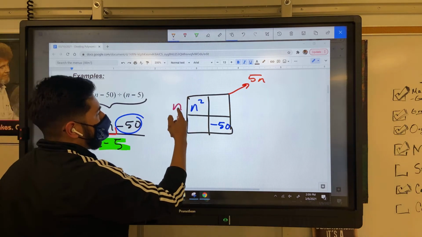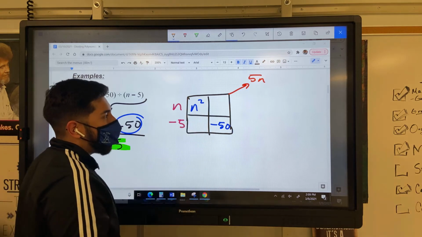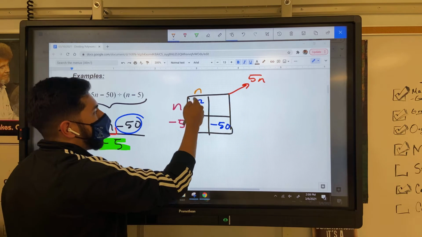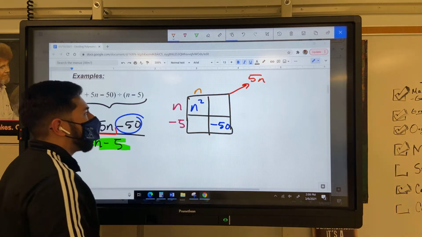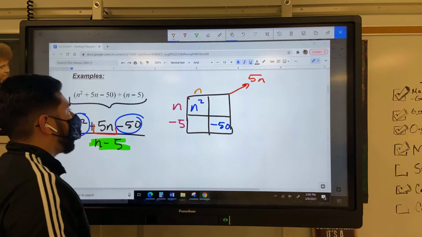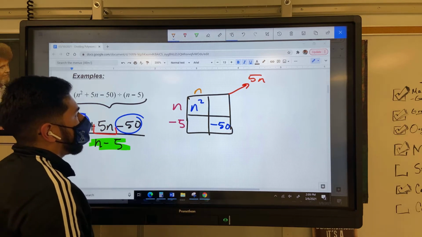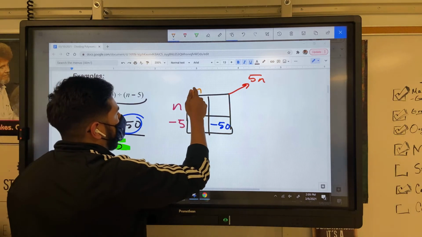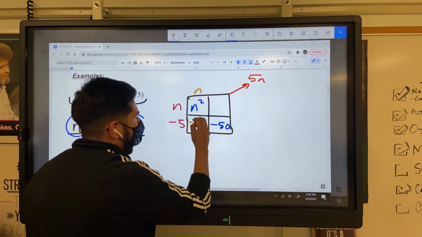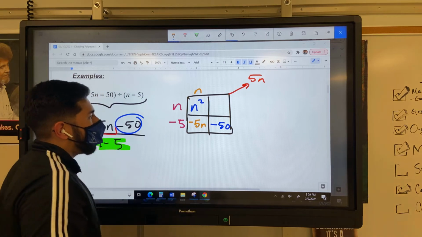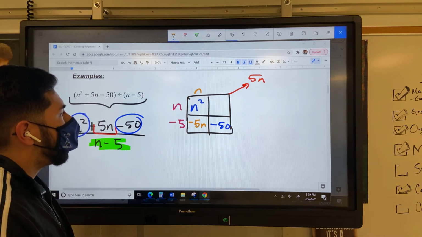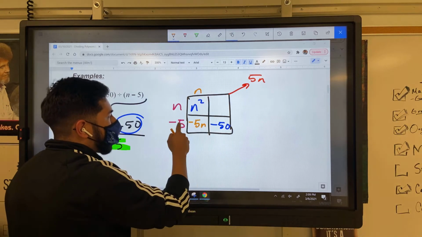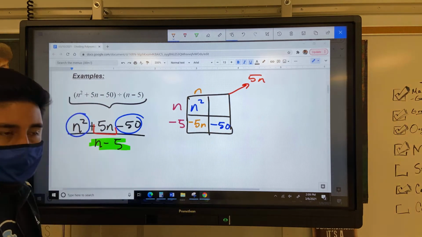Obviously, we should be able to see, okay, something times n gives me n squared. Hopefully, we know by now it's another n because 1n times 1n gives me 1n squared. After that, we should be able to figure the rest out. We got n times negative 5 gives me negative 5n. Okay. And even better, we should be able to figure out, okay, something times negative 5 gives me negative 50.